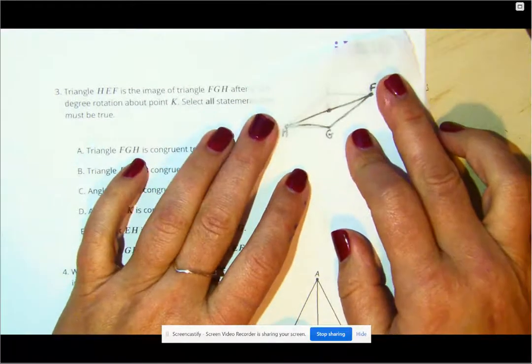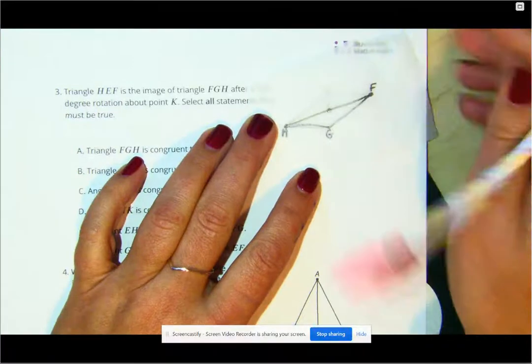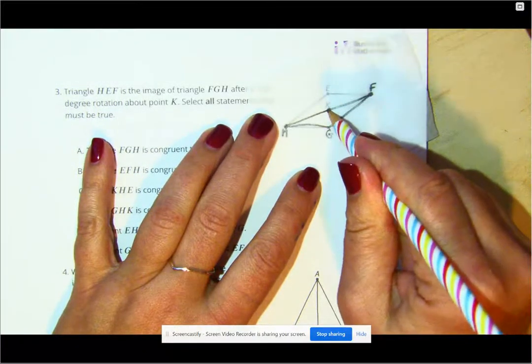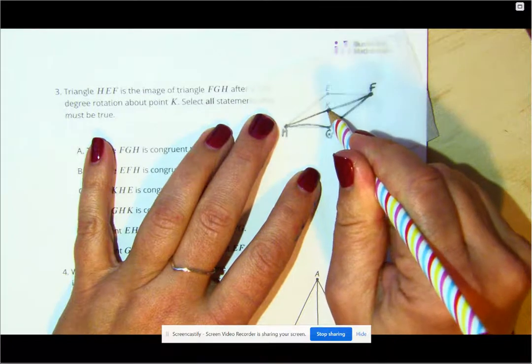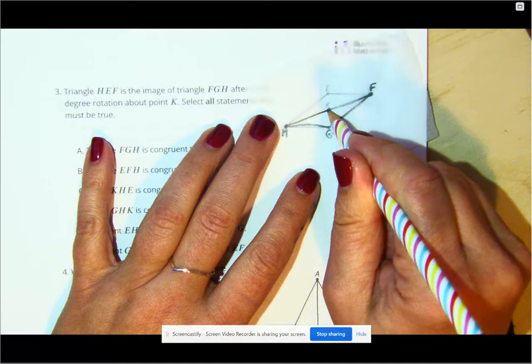And it says HEF is the image. That means it's the new one. So I'm going to take this, I'm going to put my pencil. It says it rotated about point K. Now 180, it doesn't matter if you go clockwise or counterclockwise. So maybe keep your eyeballs on point F, okay?